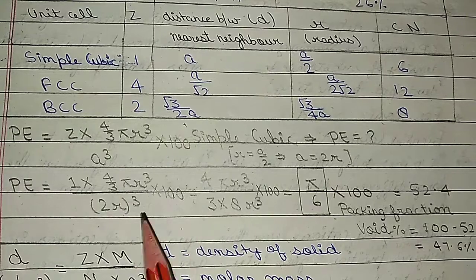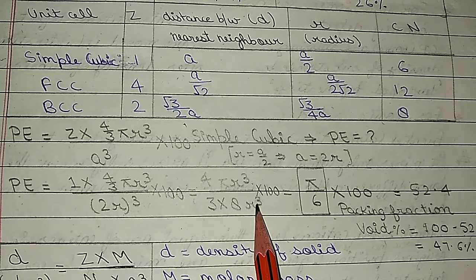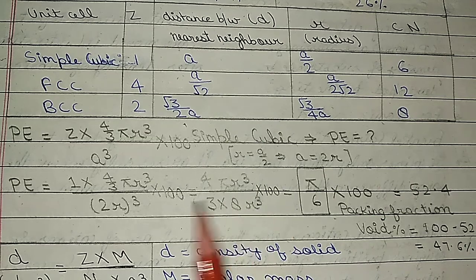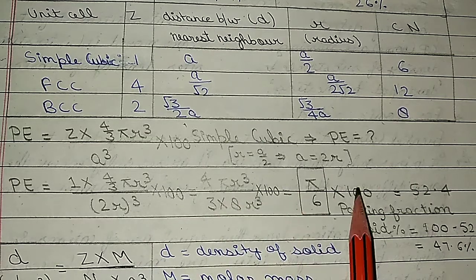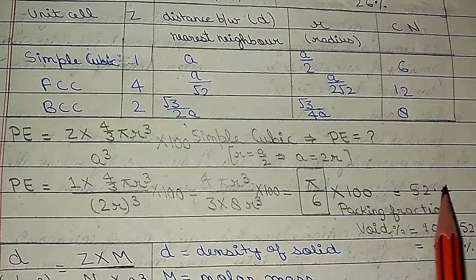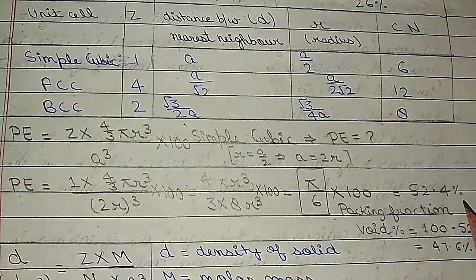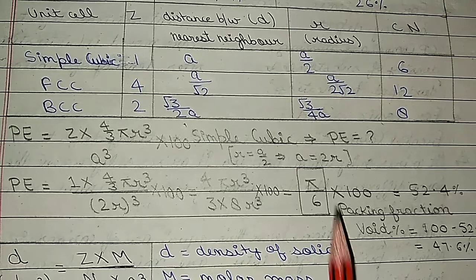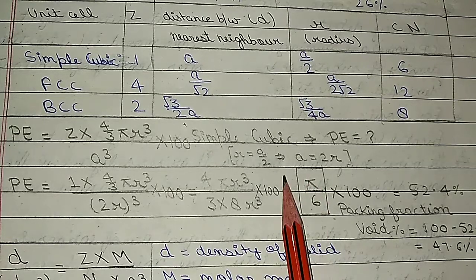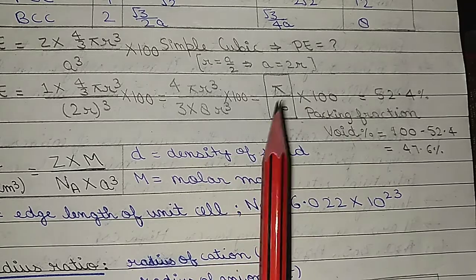If we solve this, we will get 4 pi R cube divided by 3 into 8 R cube into 100. R cube will be cancelled and we will get packing efficiency equal to pi by 6 into 100. If we solve this further, we will get the packing efficiency of simple cubic system as 52.4%. This is the packing fraction of simple cubic system, right? So the packing fraction of the simple cubic system is pi by 6.